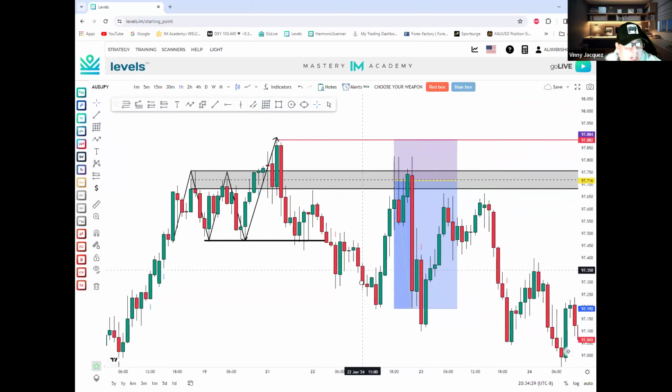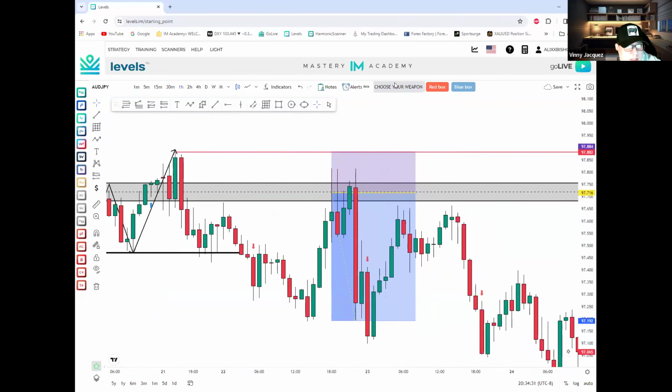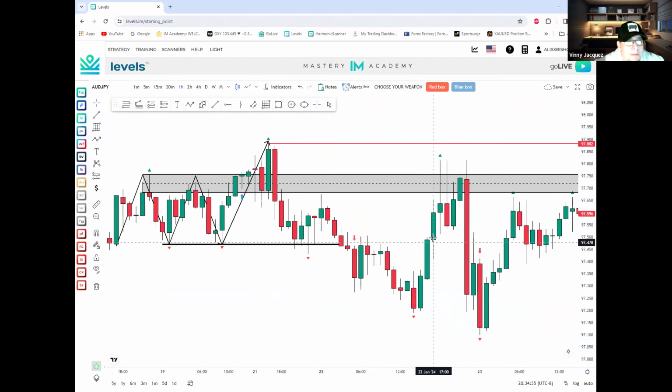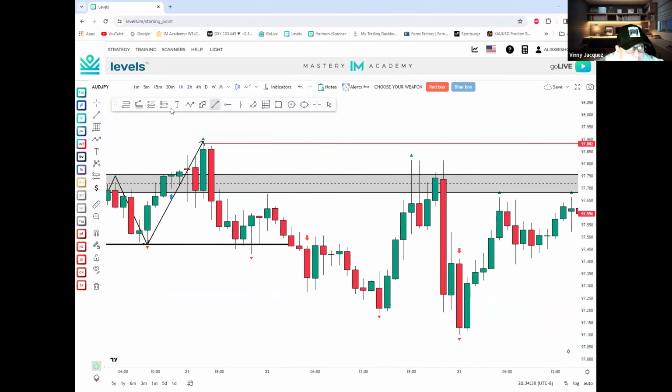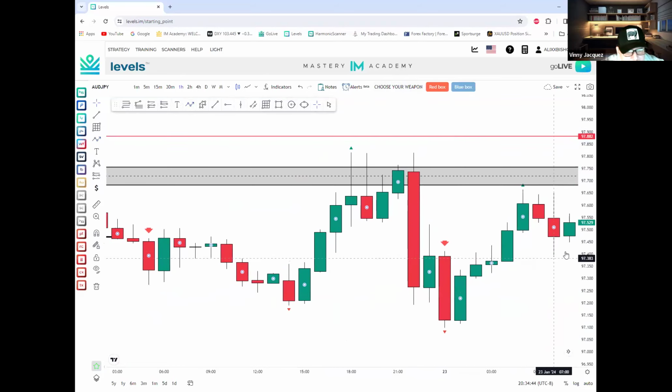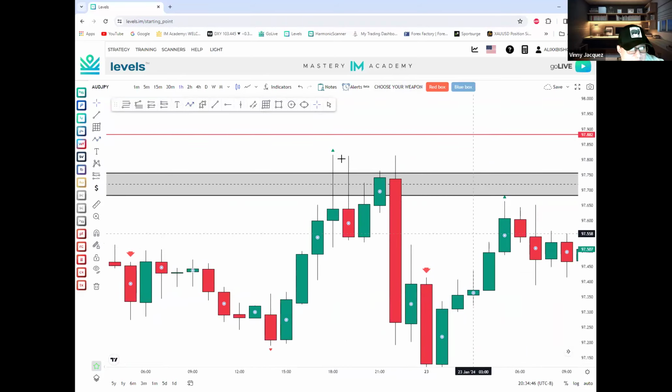All right, cool. Now look, check me out. Let's go ahead and press choose your weapon, value box. Okay, cool. Maybe we didn't enter here off the first touch, right? Maybe we didn't enter. We missed it. We were kind of scared, bro. It happens. Right? Now levels is letting me know this is your swing high right there.